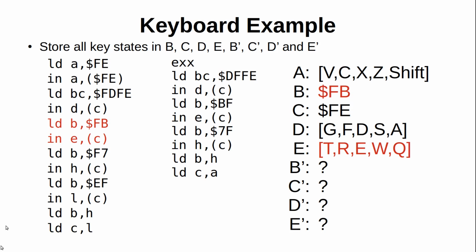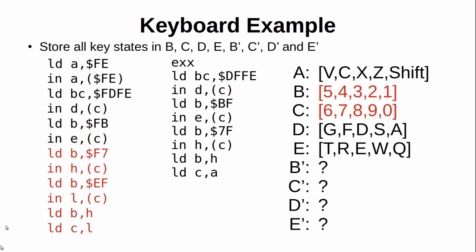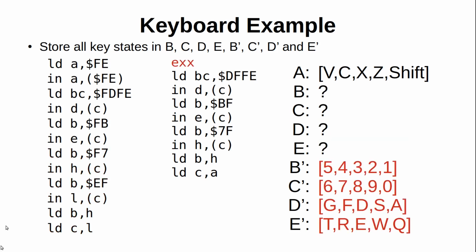We just need to keep changing the upper address in B, so we load the next there and do another input, this time into E. We keep doing this with two more ports, and load key states into H and L. We don't want to keep those there, so we copy those values to B and C now that we're done with the inputs. We do an EXX to swap out the alternate registers, so now the last four key state bytes we read are safely stored in the alternate B, C, D, and E registers.